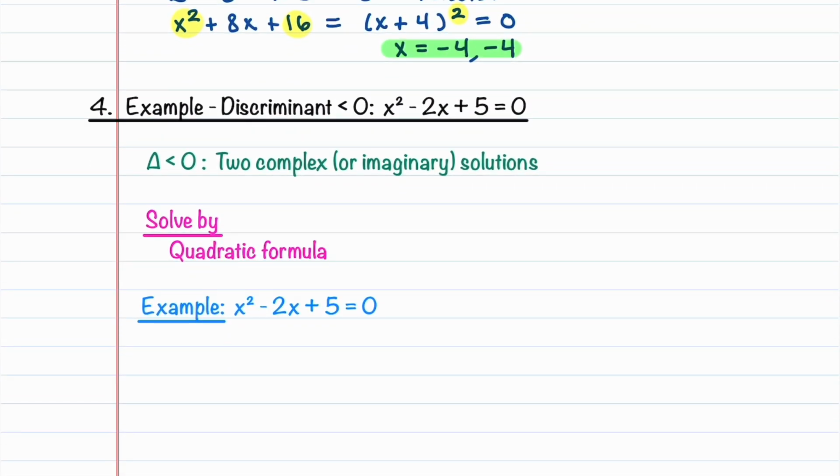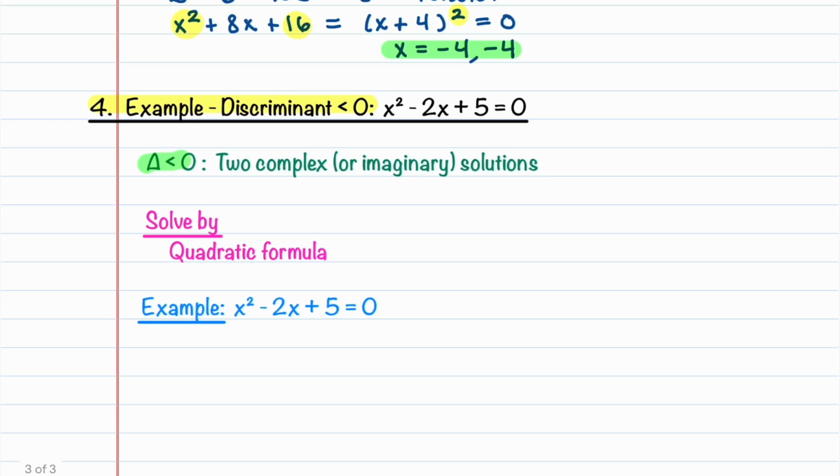Let's now look at our last example. Our last example is when our discriminant is less than 0. When this happens, we're going to get two complex, or you can call them imaginary, solutions. The way that you solve an equation when the discriminant is less than 0 is you're going to use the quadratic formula. And let's go ahead and do that with this example.